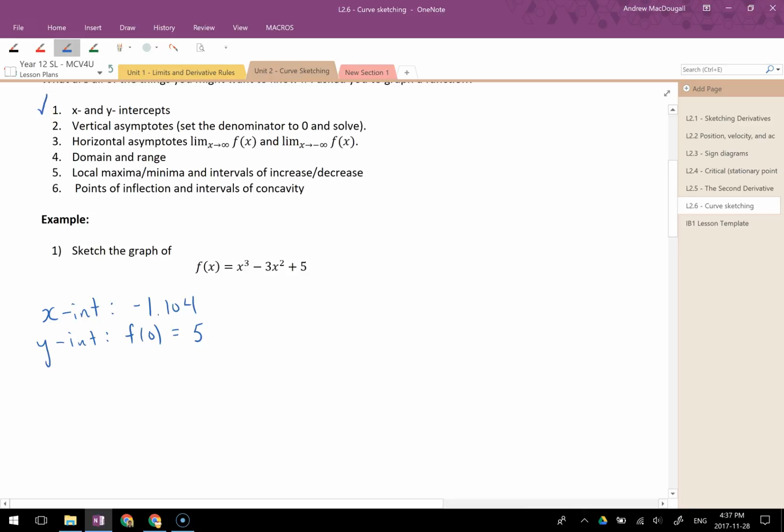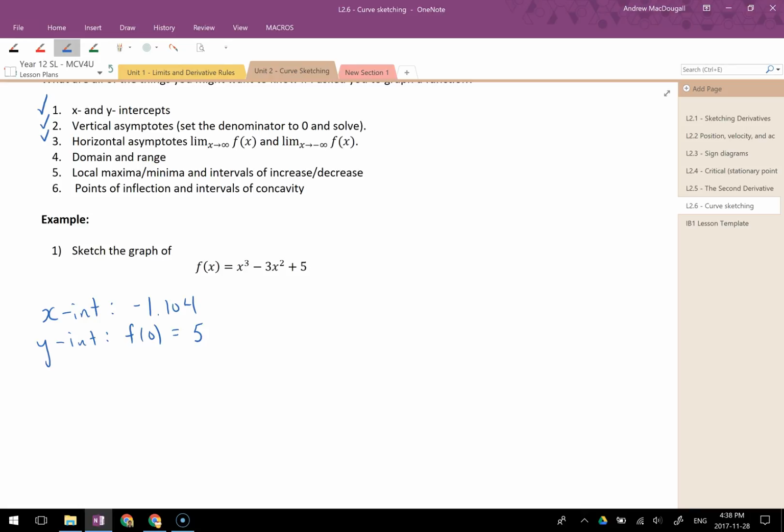This is a polynomial. So you may or may not remember that polynomials have no asymptotes, vertical or horizontal. Their limits to infinity are always plus or minus infinity. And you can plug in any real number for x and get a y value. So there's no vertical asymptote. Domain and range, that we will save until we've actually done the graph.